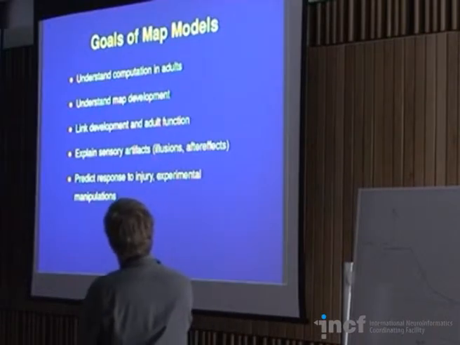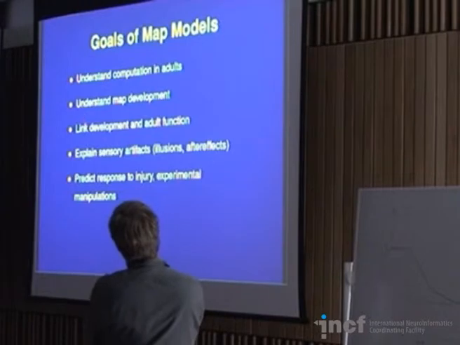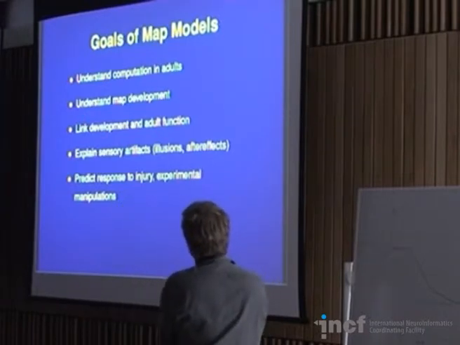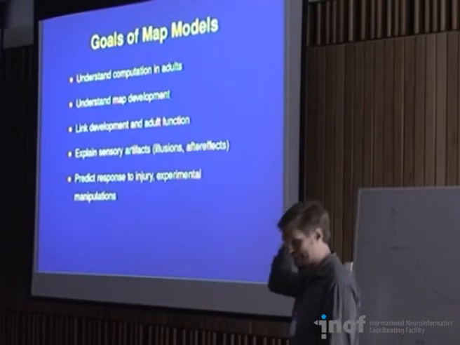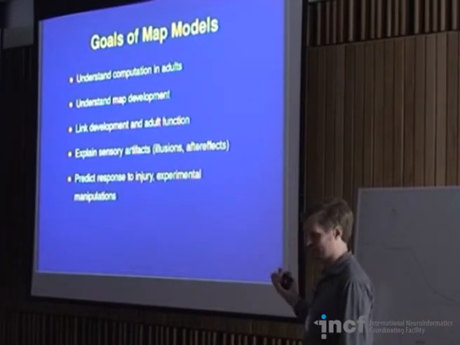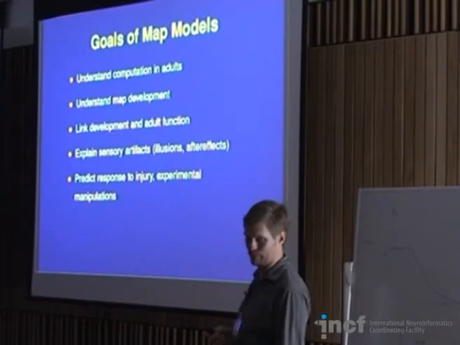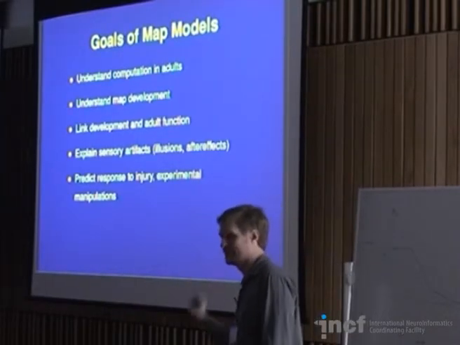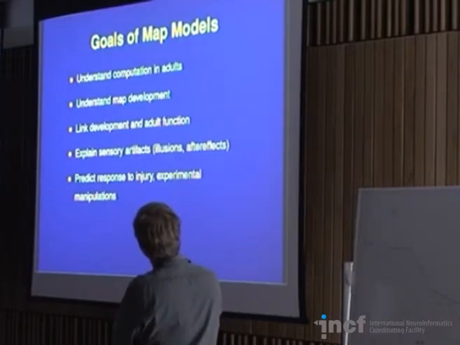So you can do a lot of things on a computer that are actually a lot more difficult in the lab. And if you can do some things that link development and adult function, then you can start to do what I want to do, which is explain why the cortex is as it is. Why should it be like this? If you want to address why, I think you have to get at development. How did it come to be that it was like this? Why didn't it become something else? And that's why I think development is extremely important.